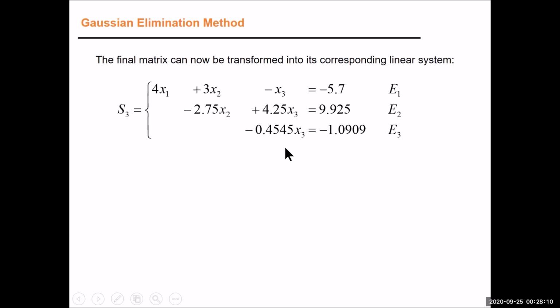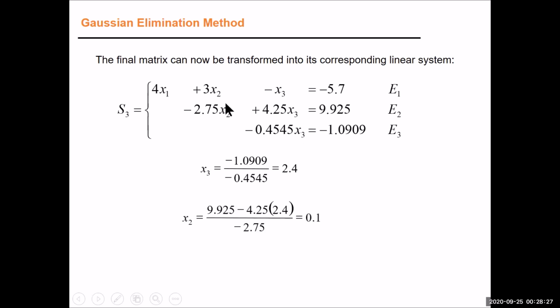You can see that straight away equation 3 can be solved for x3 immediately. x3 is just this divided by that. And doing a back substitution, we can determine x2, which is 9.925 minus 4.25 times x3, which we obtained just now. So we can obtain this. And then finally, you can get x1. So by a process of back substitution, we can obtain the solution for this system of linear equations.